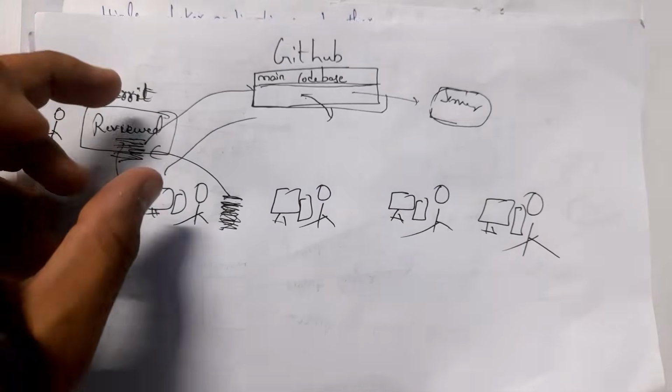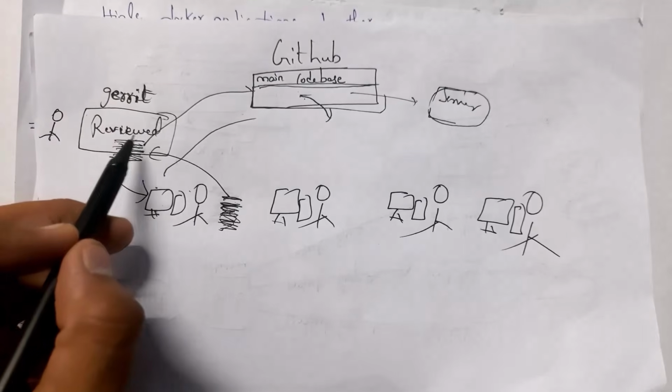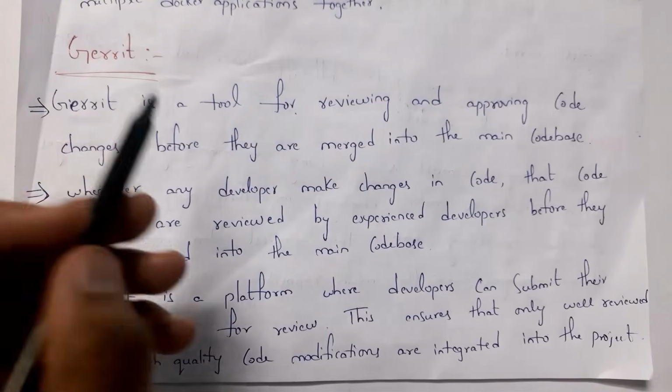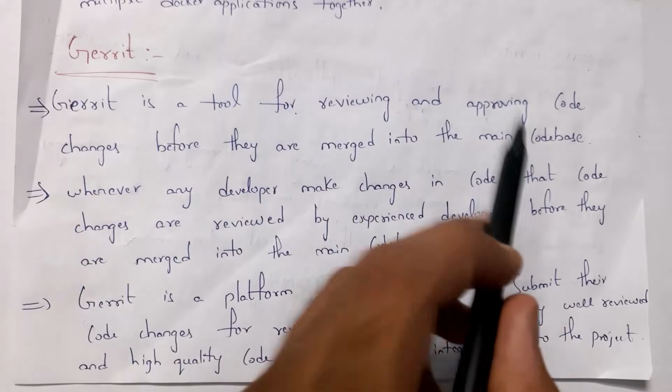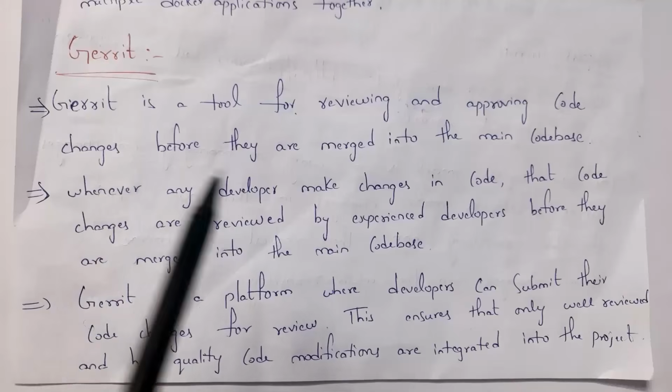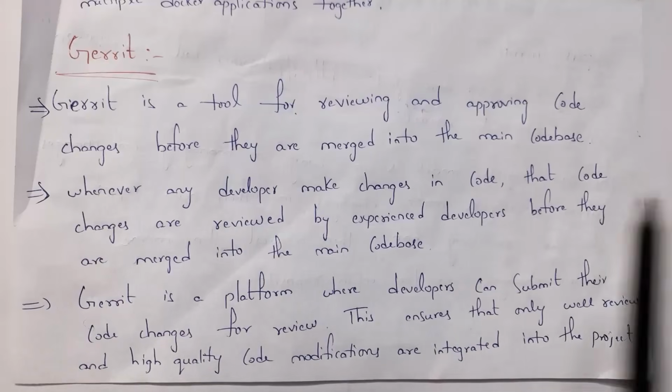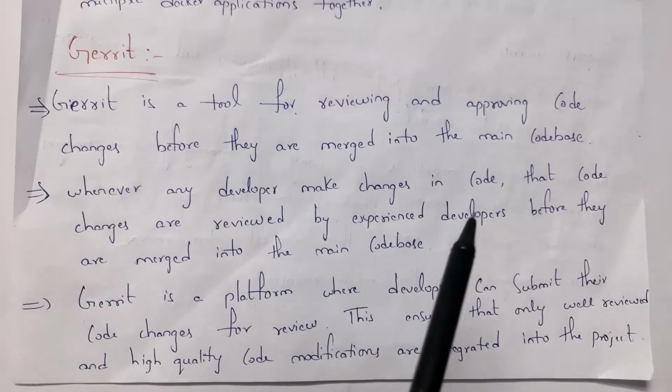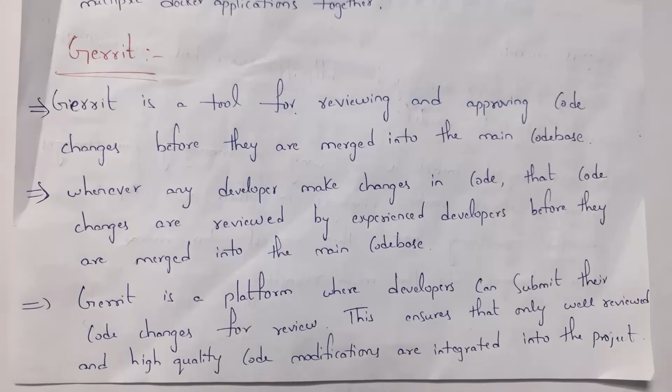So Gerrit is a place where developers will submit their code for review. Gerrit is a tool for reviewing and approving code changes before they are merged into the main code base. Whenever any developer makes changes in code, those code changes are reviewed by an experienced developer before they are merged into the main code base. Gerrit is a platform where developers can submit their code changes for review. This ensures that only well-reviewed and high-quality code modifications are integrated into the project.